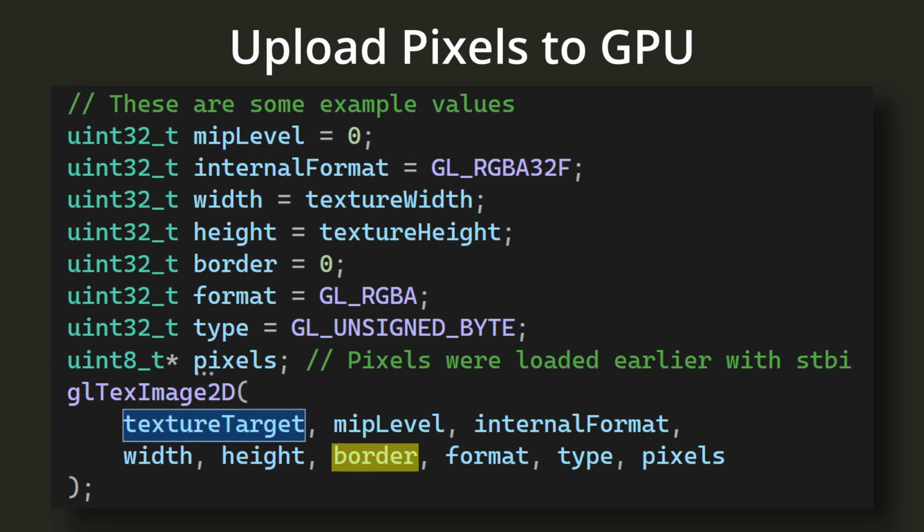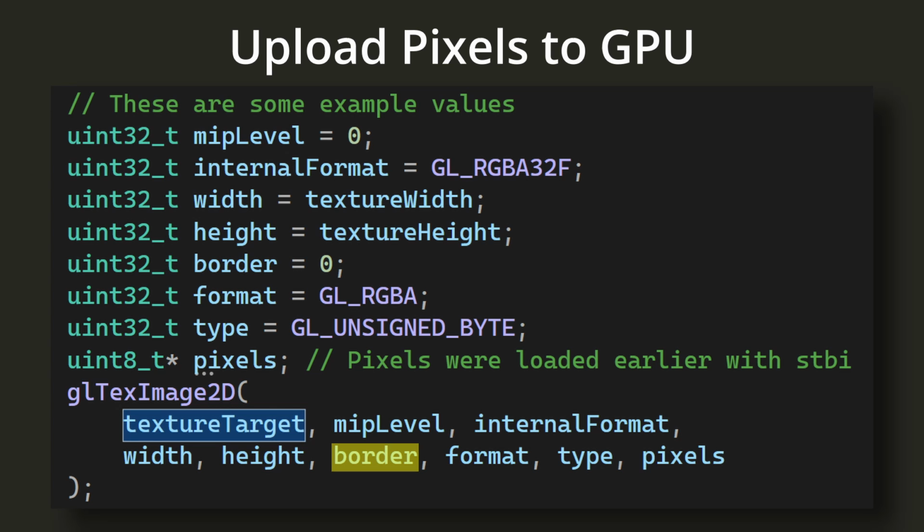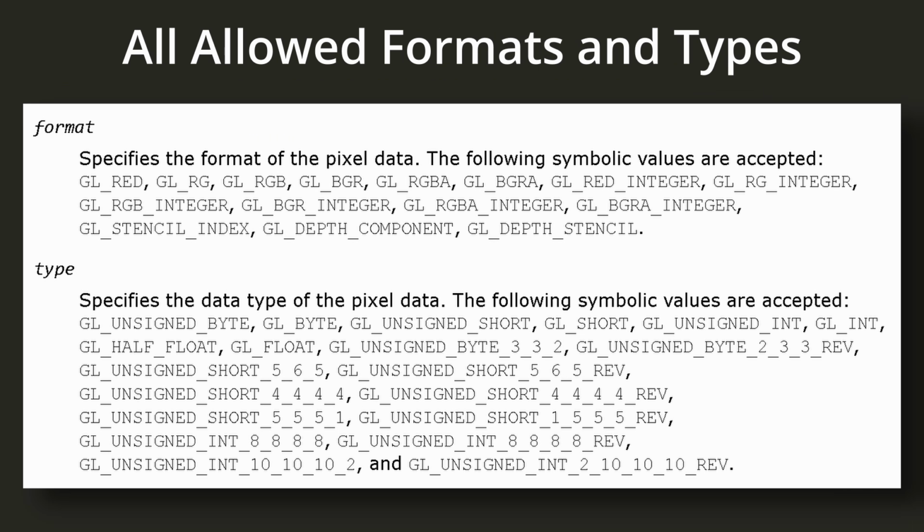Next up, we have the border parameter, which according to the documentation must be 0. I'm guessing this is a legacy feature that's stuck around so that old code doesn't break. Finally, we have the format, type, and pixels. The format lets you specify the format of data that you're uploading. For instance, it can be RGB or RGBA depending on what the pixel data you're uploading looks like. The documentation has a list of all the allowed formats that you can use.